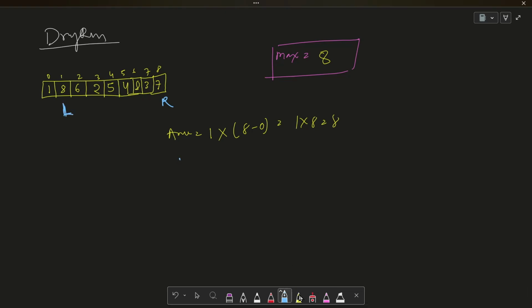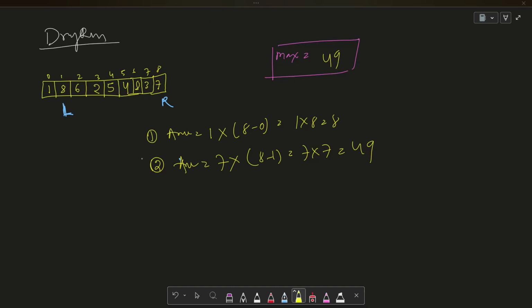The area will become now for this first one, second area. Area will become how much? What is the minimum between these two? 7. And the width is 8 minus 1, 7. 7 into 7, 49. Let's update this into 49.